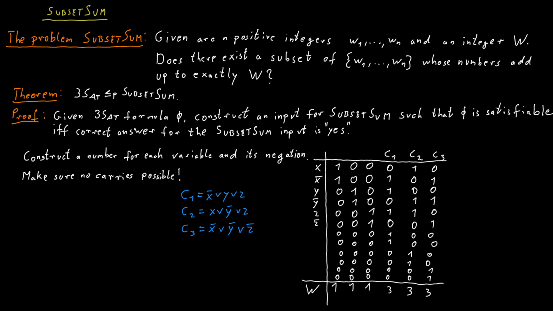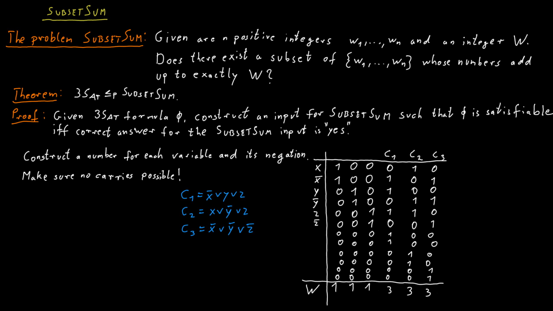So again, for each variable and the negation of the variable, we introduce a number, and then we introduce 2 dummy numbers for each clause. And our target value is a series of 1s followed by a series of 3s, where the number of 1s corresponds to the number of variables in the formula, and the number of 3s corresponds to the number of clauses in the formula. And now it's possible to find a subset that reaches the target number if and only if the 3-SAT formula is satisfiable.